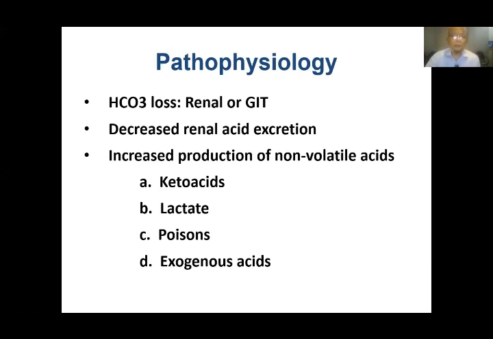In case of renal or GI loss of bicarbonate, say in the GI tract, if there is diarrhea, say acute watery diarrhea, you will lose bicarbonate. And if there is any decreased renal excretion, there will also be accumulation of acids. Increased production of non-volatile acids like keto acids, lactate, poisons, and exogenous acids. Say keto acids in case of diabetic ketoacidosis.